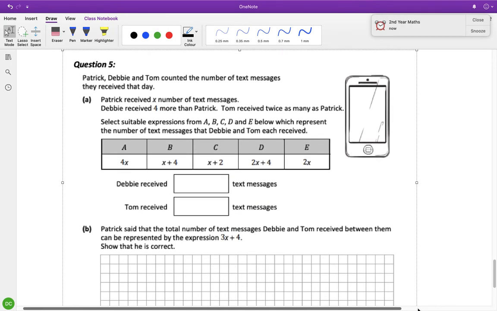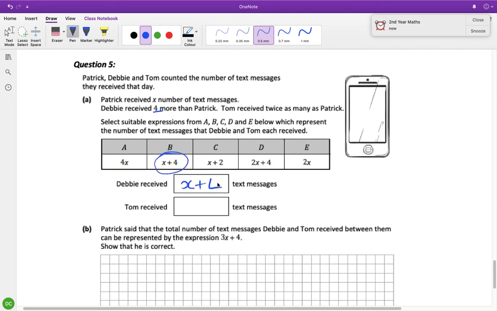So Patrick, Debbie and Tom counted the number of text messages they received that day. Patrick received x number of text messages. Debbie received 4 more than Patrick, and Tom received twice as many as Patrick. Select suitable expressions from A, B, C, D, and E which represent the number of texts that Debbie and Tom received. Okay, so Debbie received 4 more than Patrick, and Patrick received x. So Debbie received x plus 4. So she received Patrick's messages plus another 4.